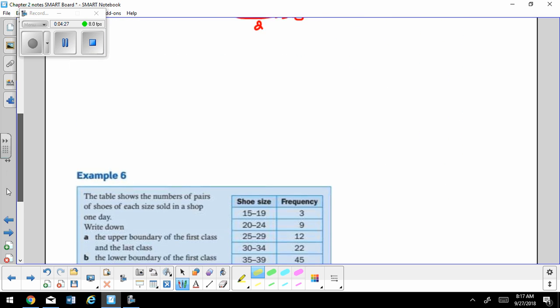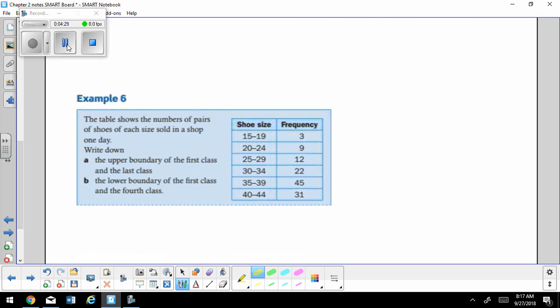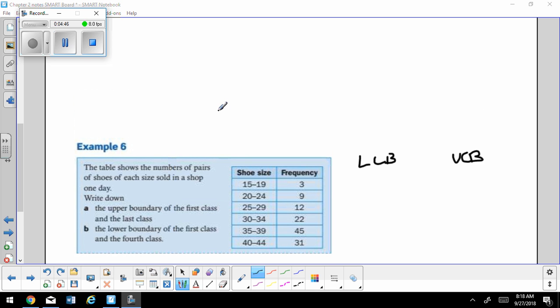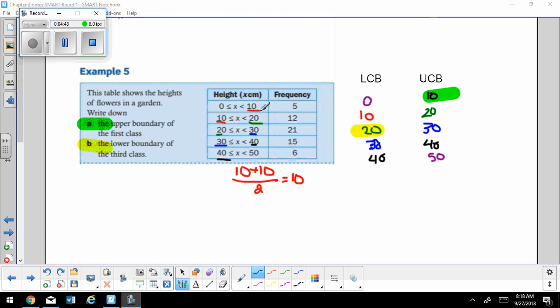So, looking at a different example, we have example 6. Okay, so read this one to yourself. Instead of talking about flowers, we're now talking about shoe size. This, to me, is where everything starts messing with your brain. Up here, we said the lower class was 0 because that's where it starts. And the upper class boundary of my last group is 50 because that's where my data stops.